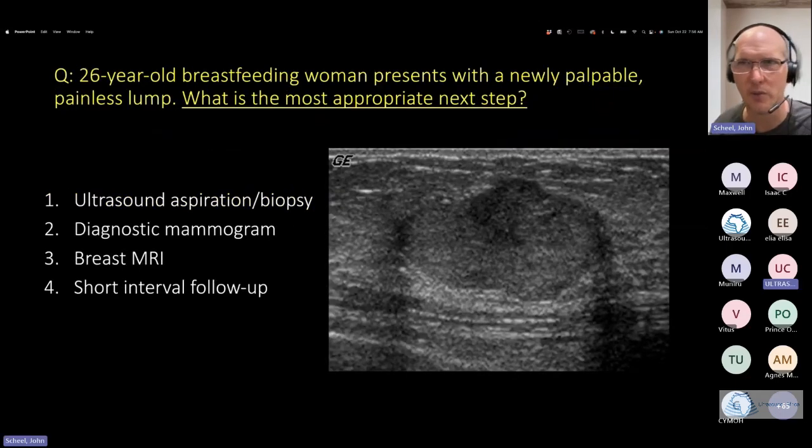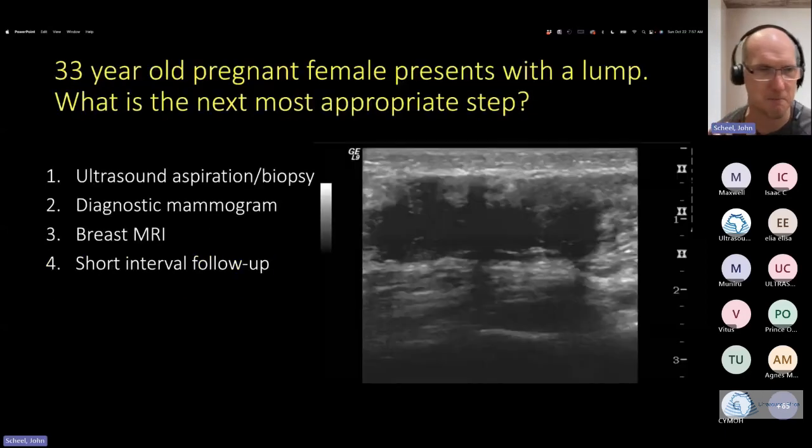All right, here's another woman who has a newly palpable, painless lump. What's the next most appropriate step? Is it biopsy, mammogram, MRI, or follow-up? So this is an oval circumscribed mass, and it can be followed as long as you're confident the patient is going to be coming back to you in a reasonable time for follow-up. If you don't think they're going to do that, it's probably safest just to biopsy it. But this is a probably benign mass.